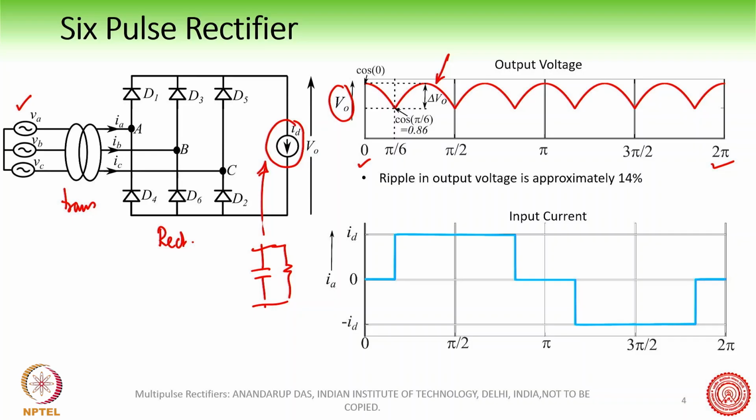So we can find out how much is the peak to peak ripple in this output voltage, because this is the function of the rectifier. Rectifier converts the AC into DC, and so we are getting a DC, but we have a ripple. Okay, and how much is that ripple?